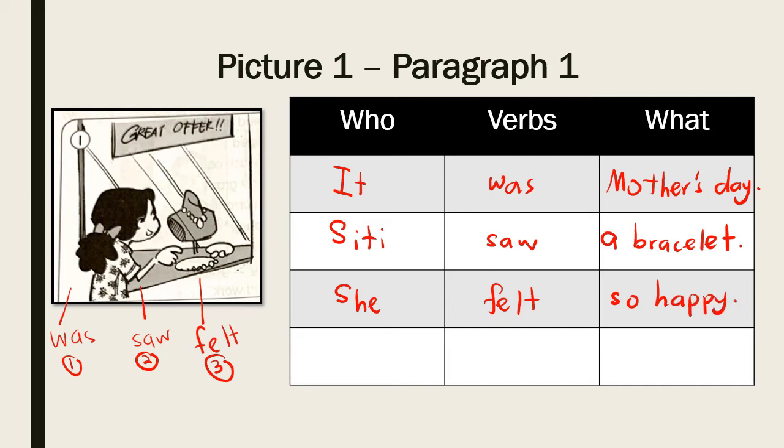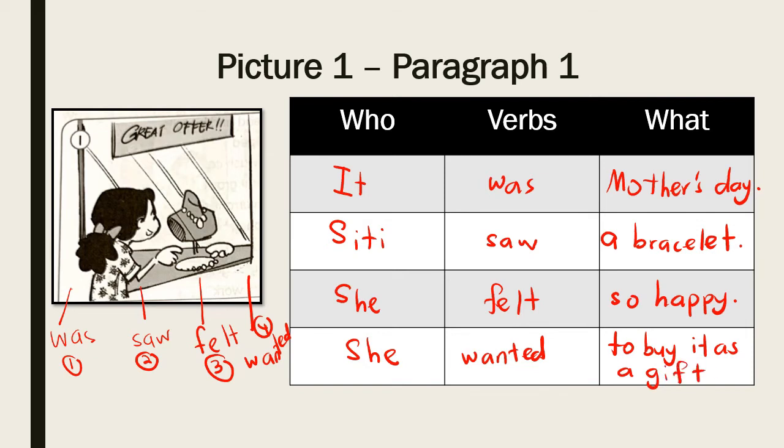Okay, so let's use the word give. Kita tambah satu word iaitu wanted, number 4. You can say she wanted to buy it as a gift. Full stop. Enough. This is already enough for paragraph 1.